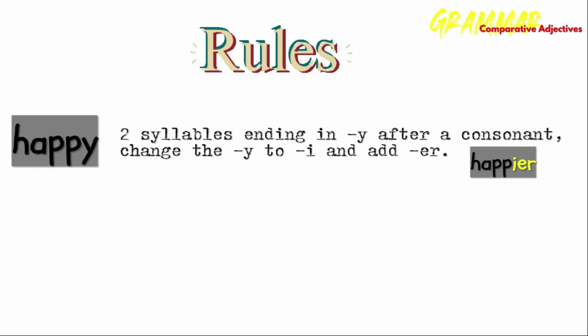If the adjective has two syllables and it ends in Y and the Y comes after a consonant, we change the Y to I and add ER. So we have happy, and before Y we have a consonant, which is P. So we delete the Y, add I and ER, and now we have happier.